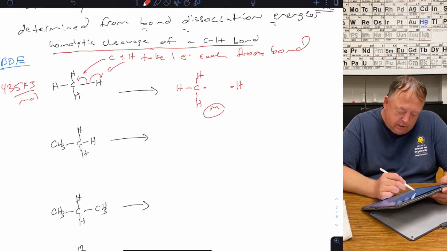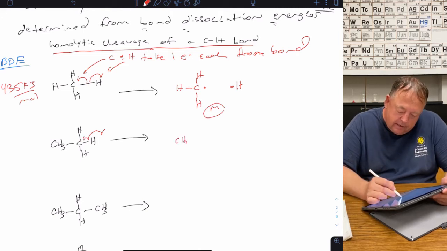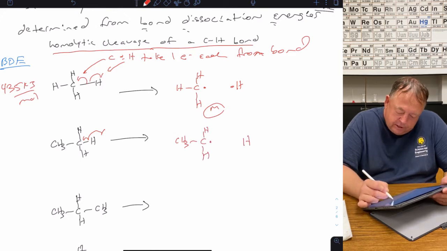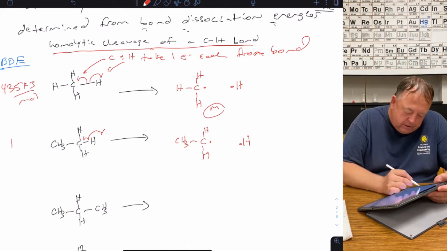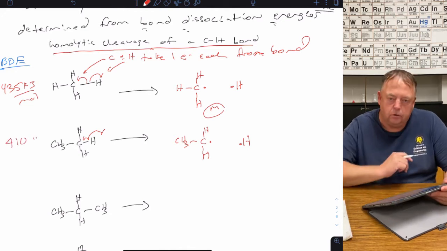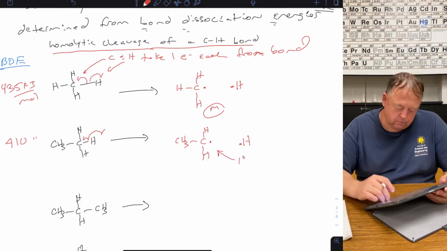So if we did the same thing for ethane, so if we break any of these CH bonds, so carbon takes its electron back, and hydrogen takes its electron back, and so the energy associated with that process is 410 kilojoules per mole. And in this case, you made a primary free radical.